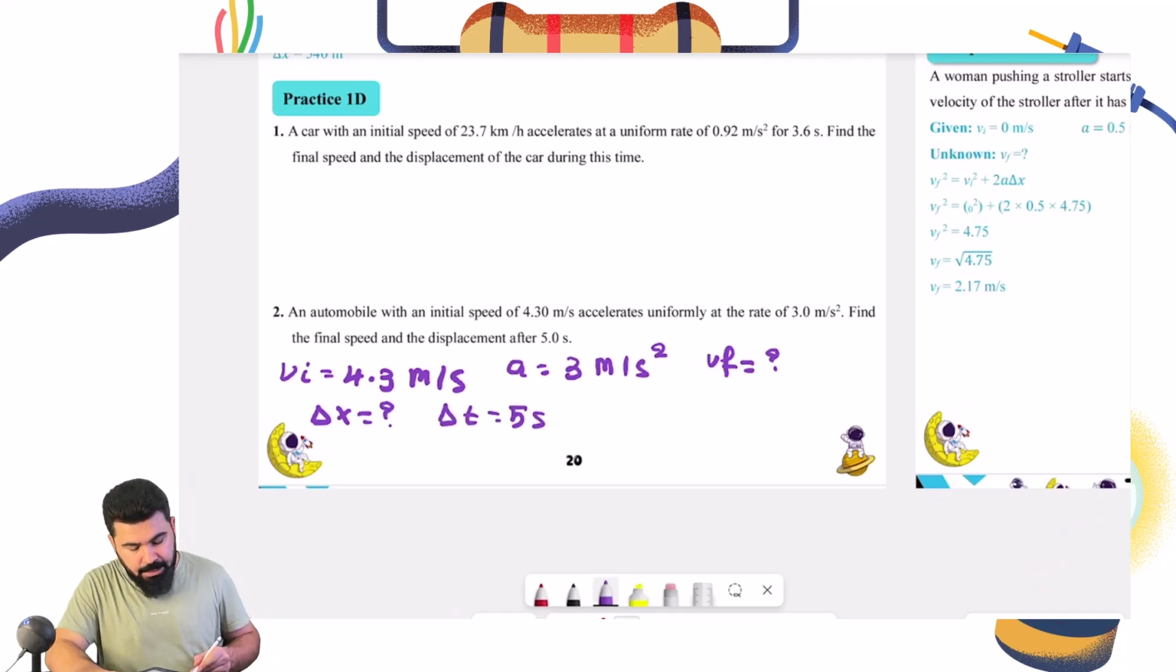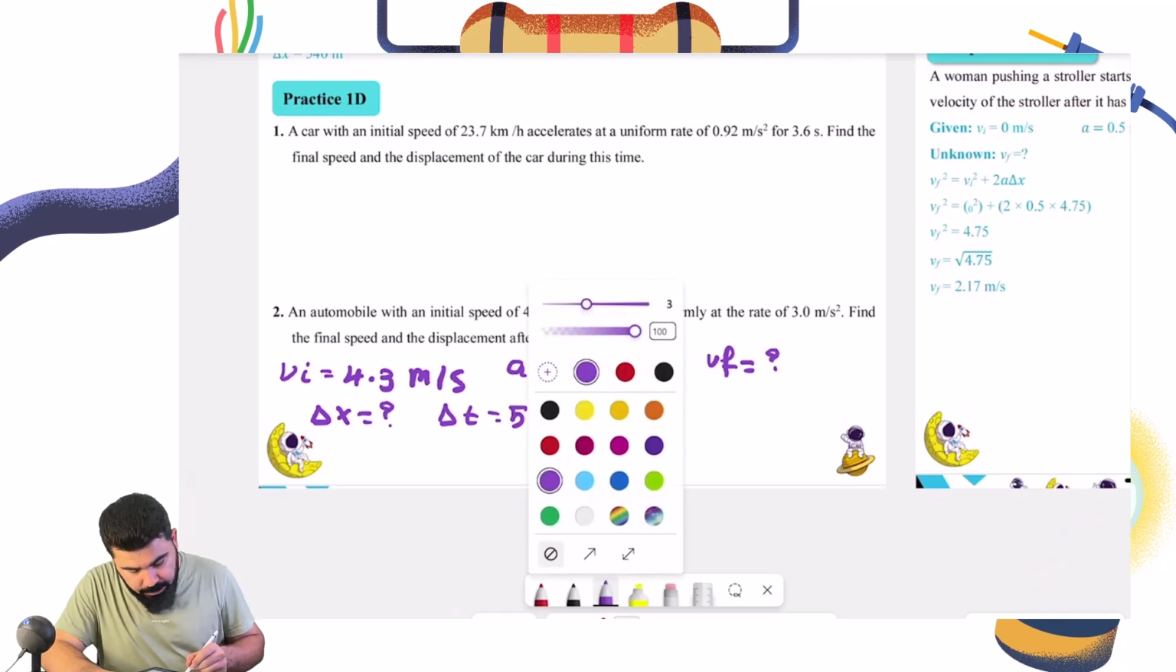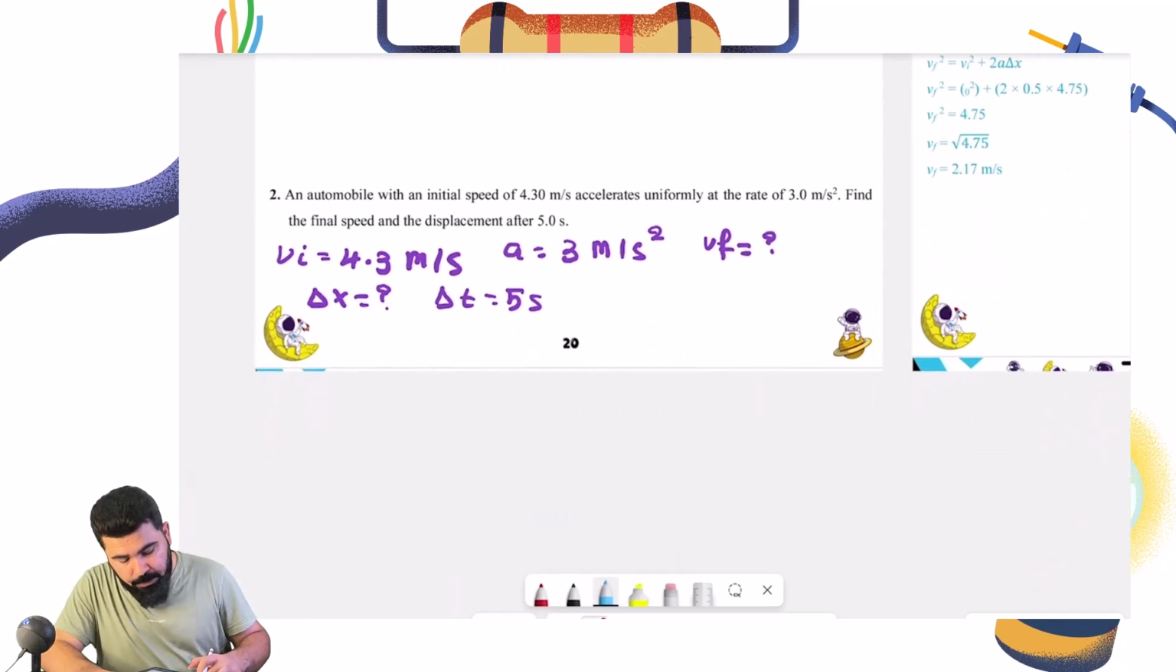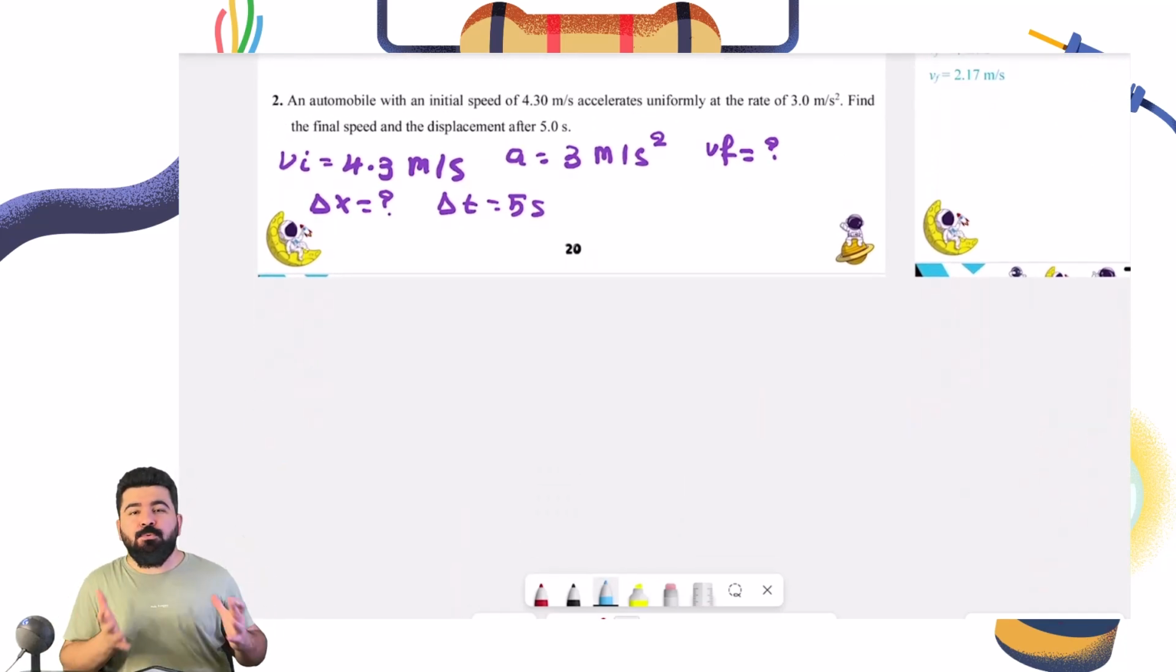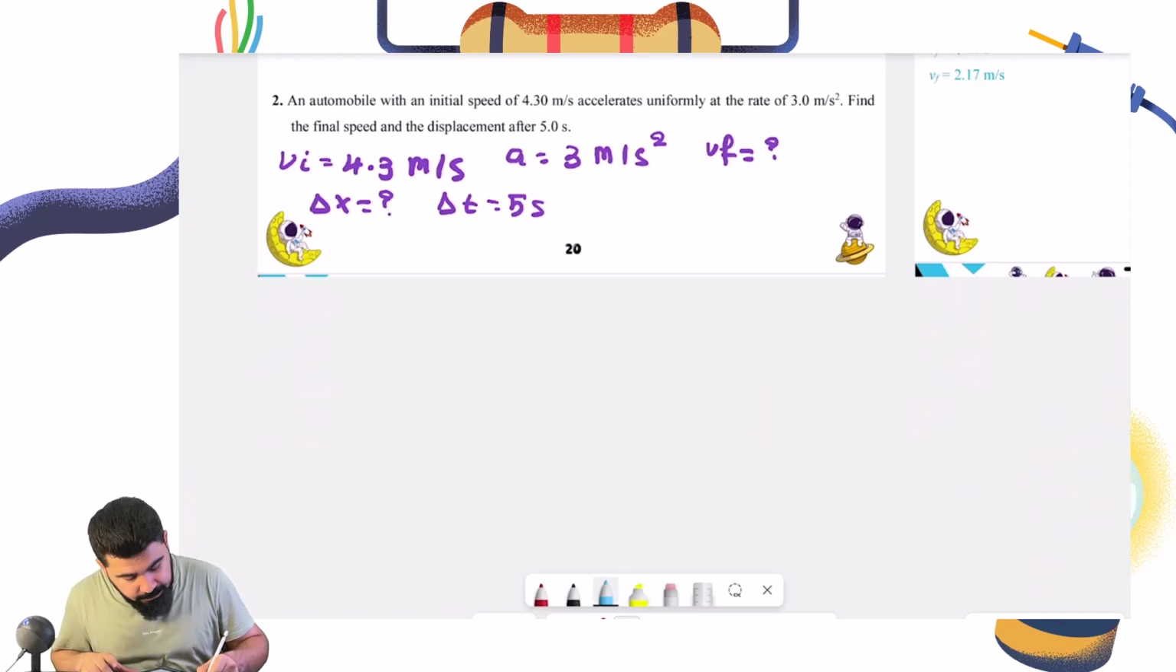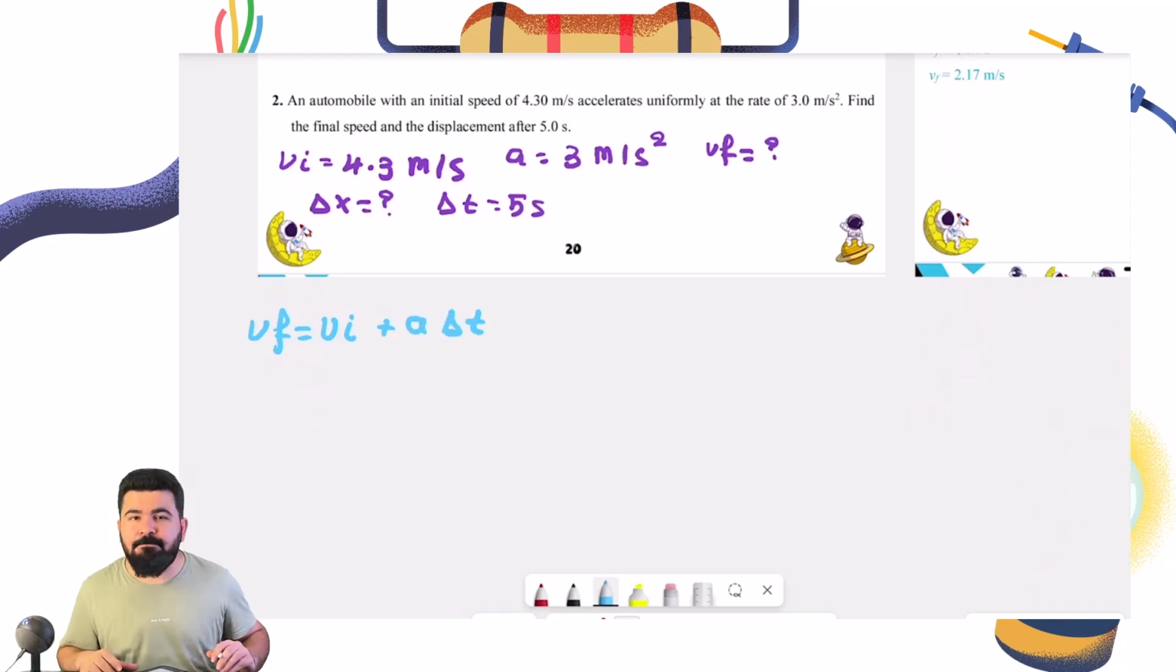Okay, let me use a different color here. We're going to use the same equation we used before. We're going to say V final is equal to V initial plus a delta t.